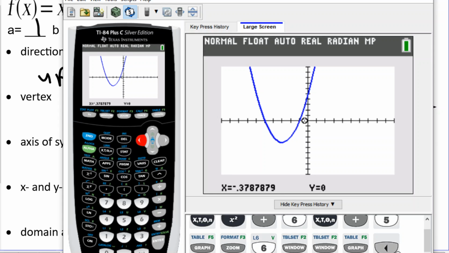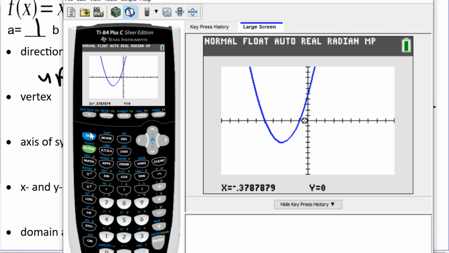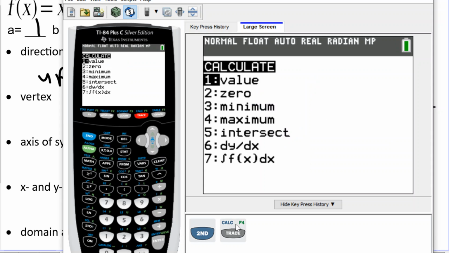To find any values, and I'm going to clear this again, we're going to go second and then trace. Notice it says calculate above. That's taking us to this calculate menu. The buttons we're going to be using are these first 4 options. Number 1, where it says value, is going to give us a y value. Number 2, where it says zero, is going to give us our zeros. Those are also our x-intercepts. And then 3 and 4 are going to give us our vertex depending on the function we have.